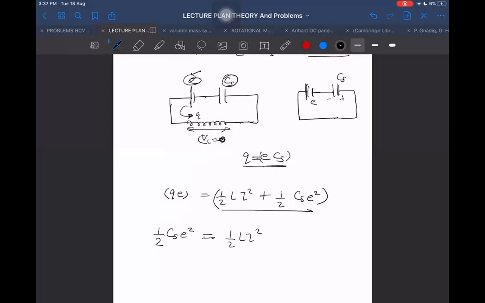Q into E will be the work done by the battery. The work done by the battery will be converted into energy stored in the inductor plus energy stored in the capacitor. Energy stored in the inductor is half L I naught square, where I naught is the maximum current at that time. How do we know it is the maximum current? Because I already assumed VL to be 0 at that time.